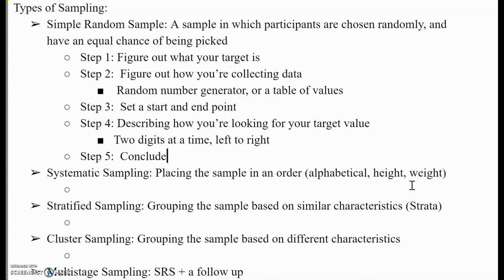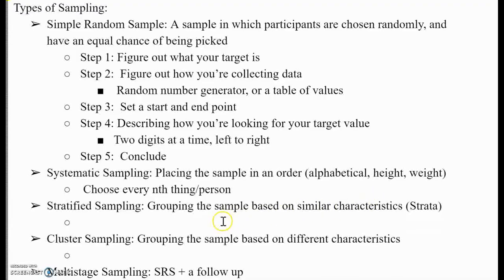The next one is systematic sampling, which is just placing the sample in an order. So for example, you place them by name alphabetically or by height or by weight. In this situation, you will choose every nth thing or person. So if I line them up by weight and I said 2, I'll pick every second person. So let's say I lined them up by weight: first guy's weight of 10, 20, 30, 40. I would pick the second person and then the fourth person.